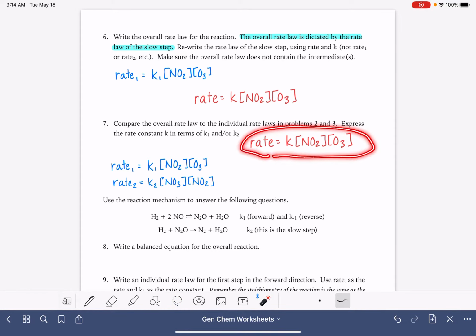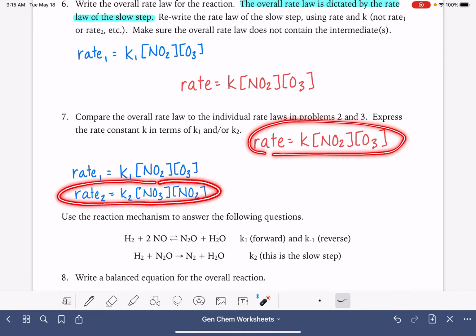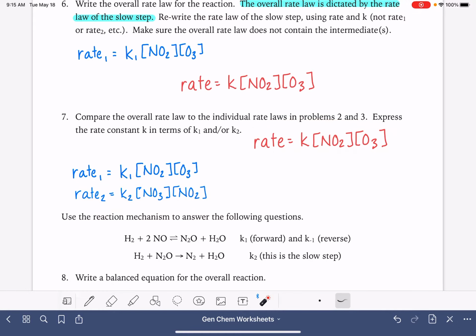So we're looking at the overall rate law. We're trying to come up with an expression for K, the rate constant, in terms of our individual rate constants, K1 or K2, or maybe both K1 and K2. So this is where we kind of have to finesse a little bit. In order to do this, we're going to look at this rate law. We're going to compare it first to this rate law. We're also going to look at this rate law and compare it to this rate law, and we're looking for similarity.